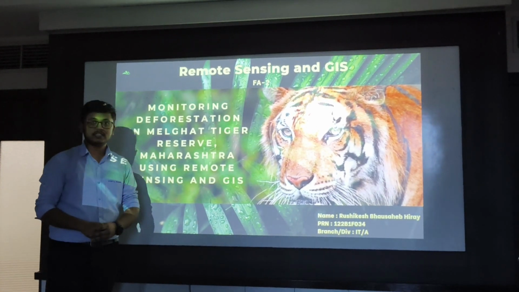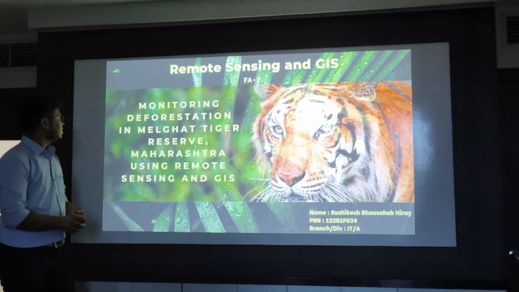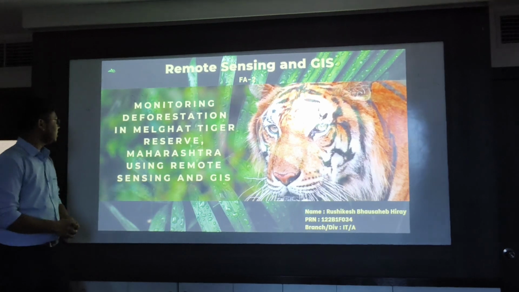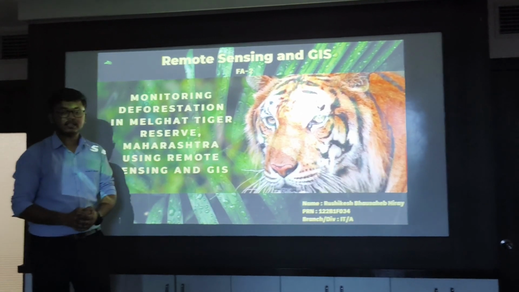For remote sensing and GIS FA2, my topic for the presentation is monitoring the deforestation in Melghat Reserve in Maharashtra using remote sensing and GIS.